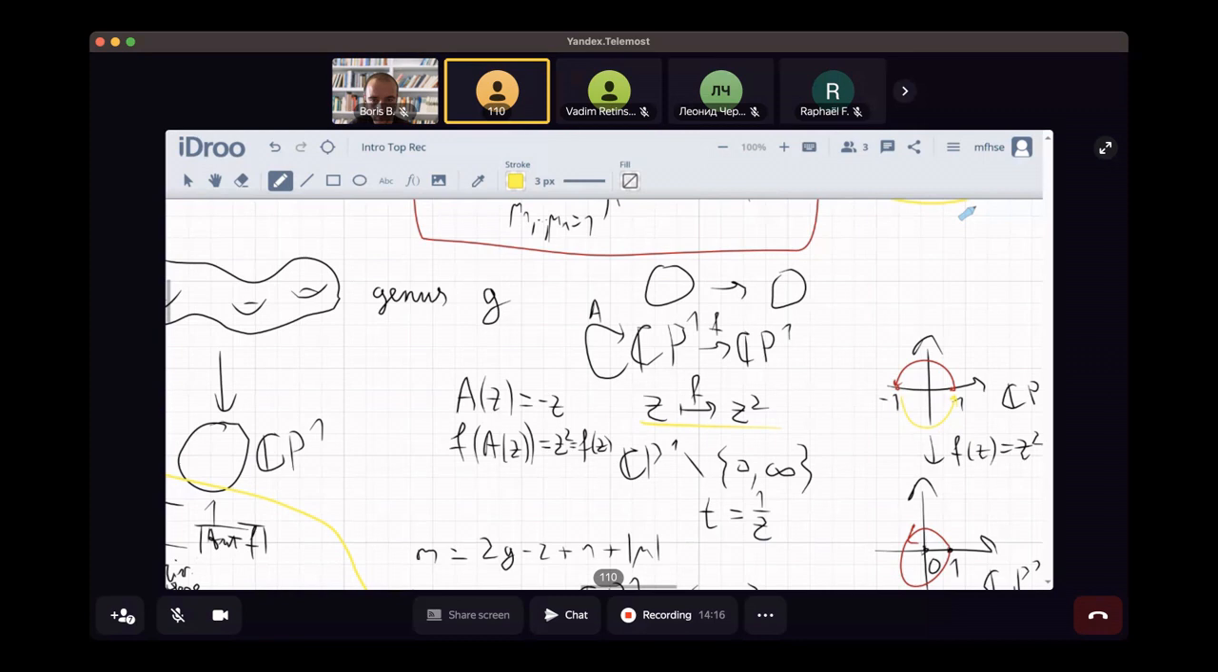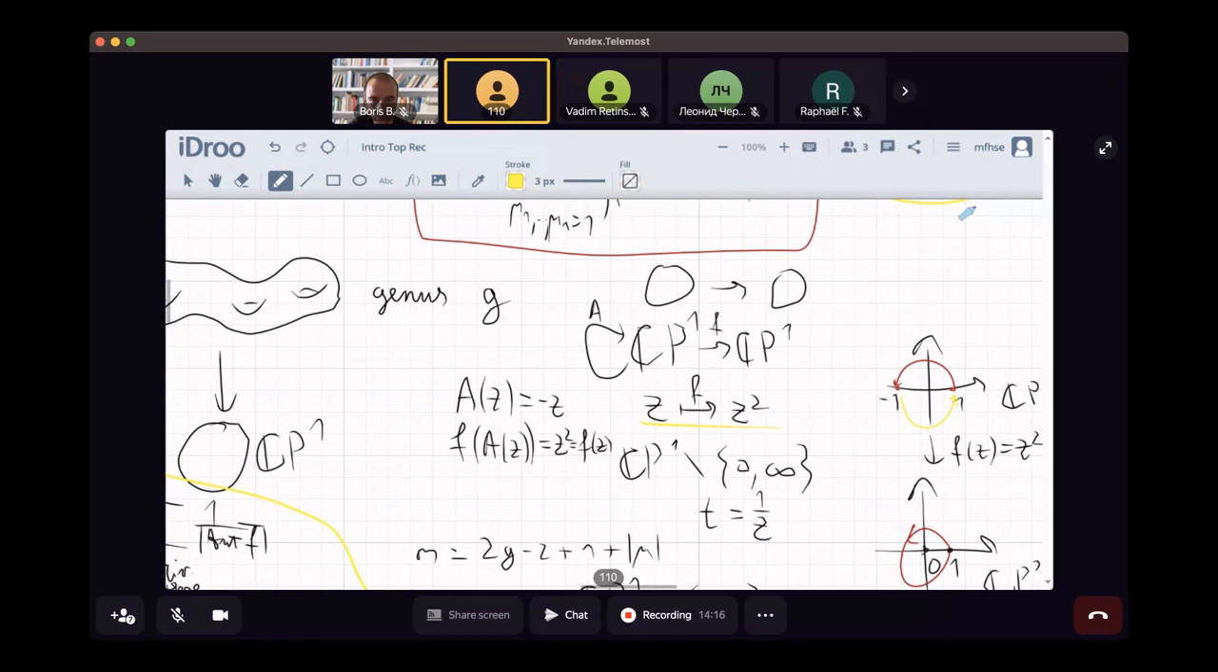G is 0 and mu is a transposition. It's 0, but I mean it's not. Mu is a collection of numbers, right? It's (2). Okay. Let's check that our Riemann-Hurwitz formula produces what we actually want here.